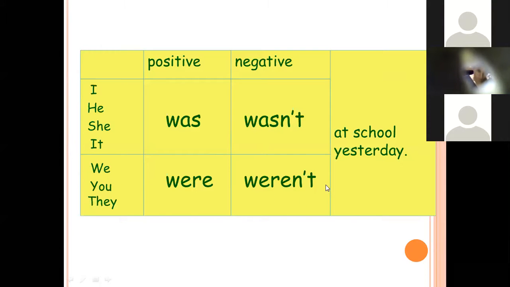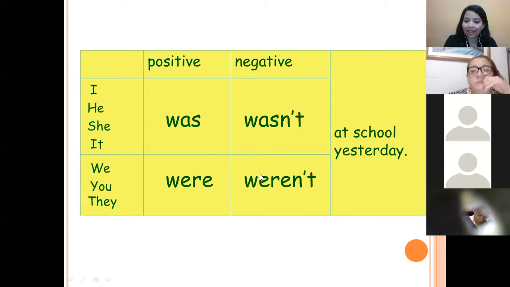And if it is a negative, we use we weren't. Nosotros no estuvimos en la casa. We weren't at home. Are you following me? Do you have any question with this?